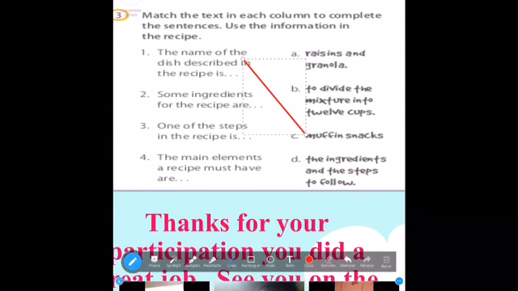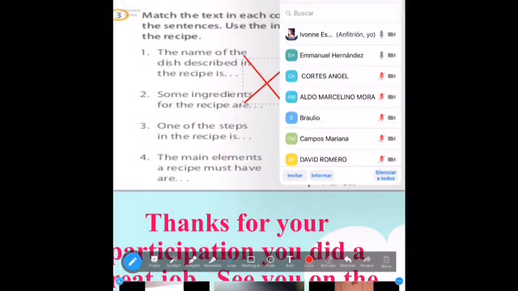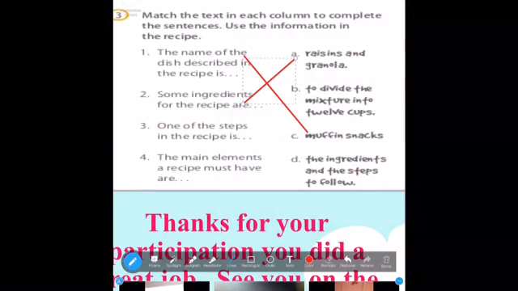Okay, guys, yes? So let me match this, okay? Raisins and granola, okay? So the number 2 goes with the letter A, okay? Thank you. Thank you, Emmanuel. Help me with your audio, please. Okay, there you go. The next, Mariana, the number 3, please. And then finally the number 4, Maleni, okay?